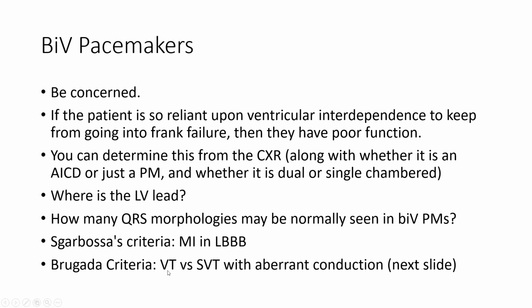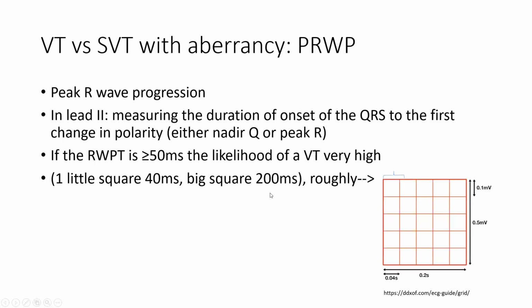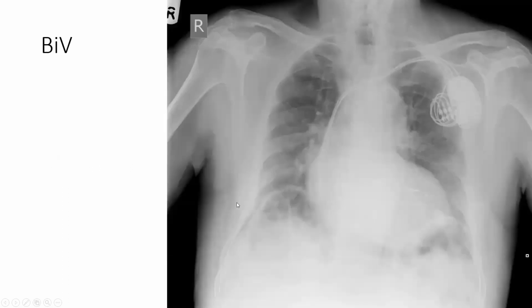And then Brugada criteria differentiates between VT and SVT with aberrancy. The simplest thing that I've found is the peak R wave progression time. We won't talk about it in this slide deck, but when we talk in person, it's something we can consider, and it might be worth reading about if you're interested.